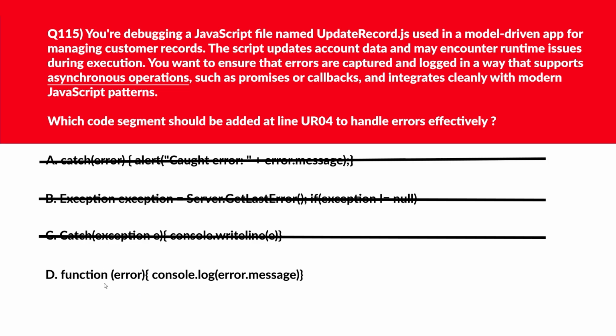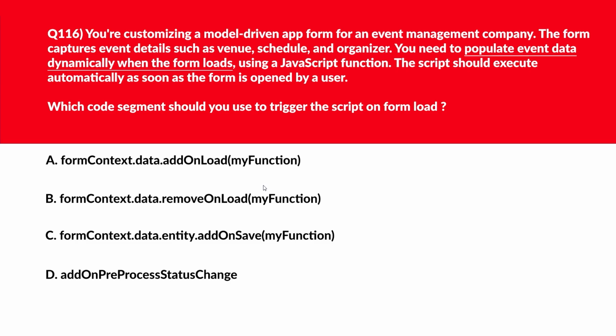And if you look here, a callback style error function logs messages in asynchronous operations like promises or Xrm.WebApi calls. So that being said, option D is the right answer. We'll lock it. Alright, now let's look at this question.